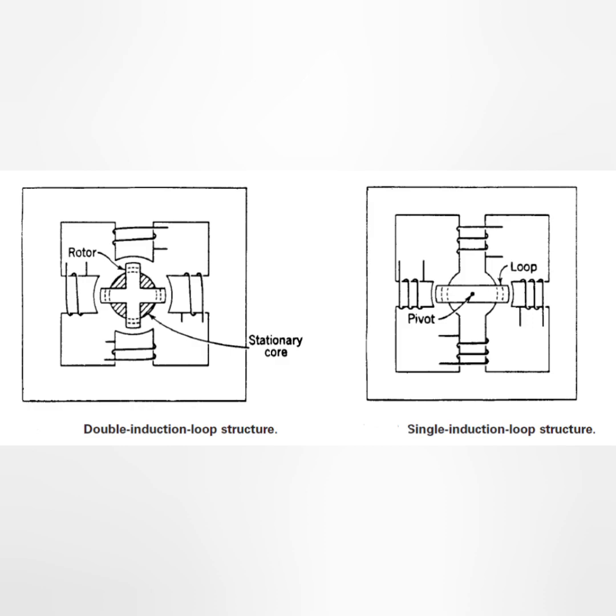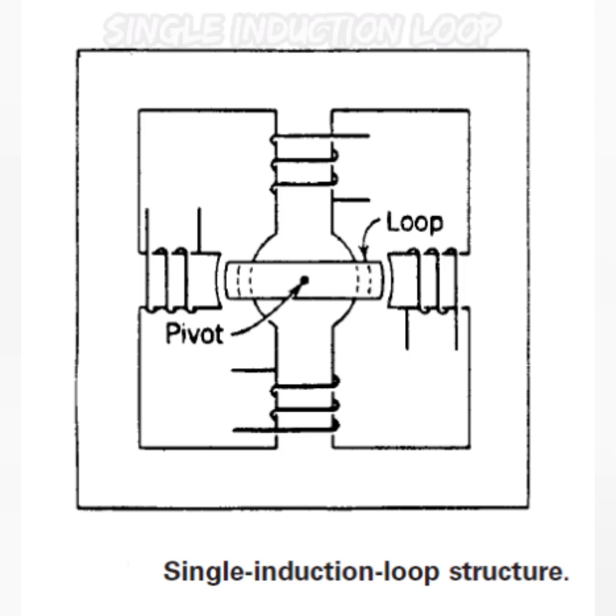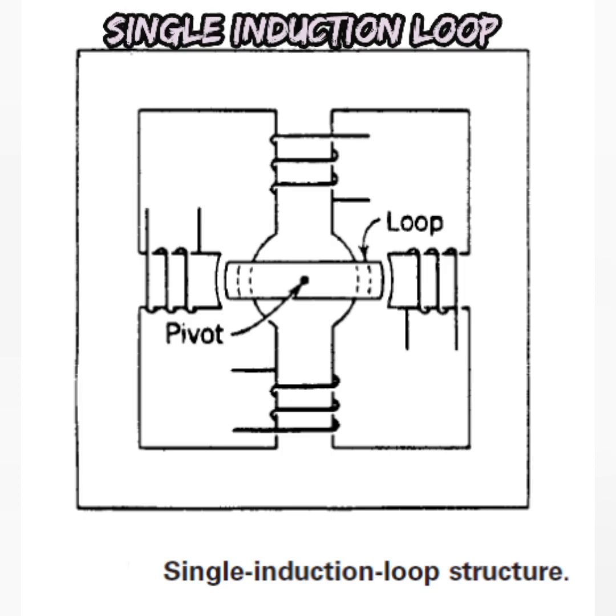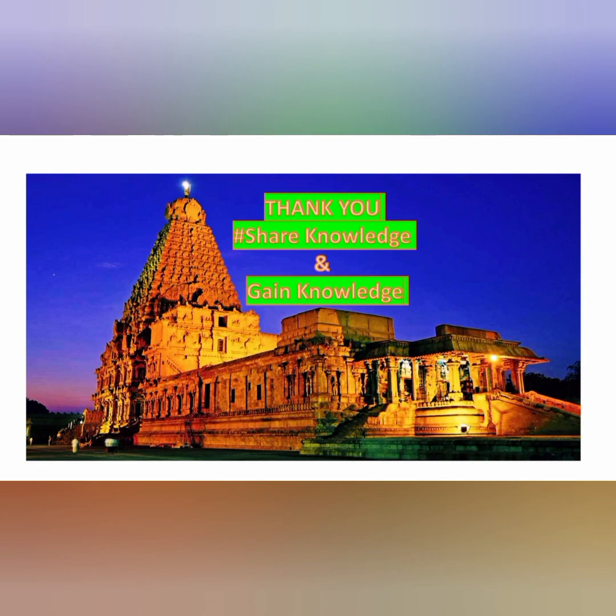The stationary portion is the main change. So this is your single induction loop structure. This is also used efficiently for producing torque, but it is much less effective compared with the double induction type of actuating structures. So hope you understand. These are all the basics of your relay operating principles.